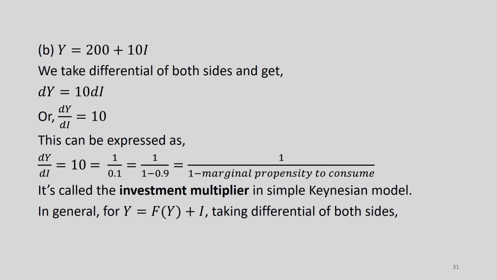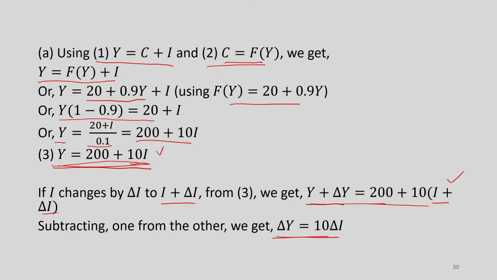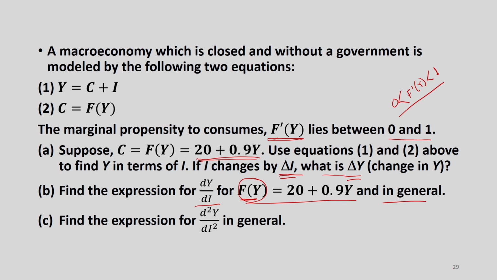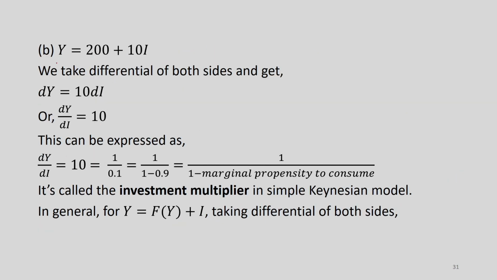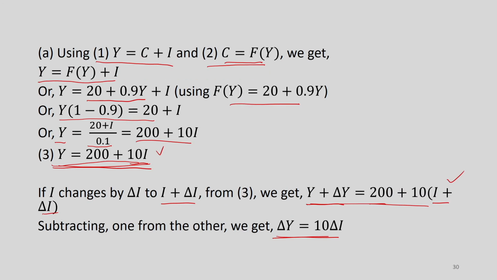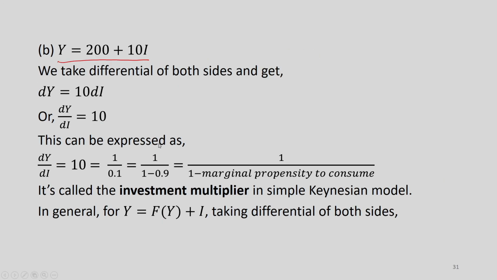Okay, now we come to B. B is what? Find the expression for del y del I for this particular form of f y and in general. Okay, we again start with the equation that we have just derived, this one, right. We start with that and we take the differential of both sides and we are going to get del y is equal to 10 multiplied by del I. The reason is 200 is a constant, so it will drop out.